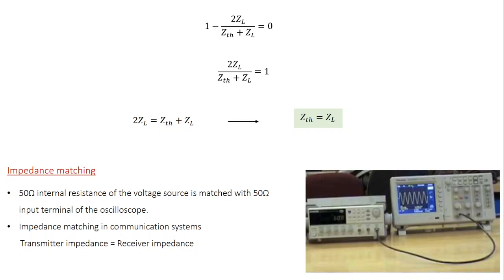So impedance mismatching is an important consideration in an electrical network. It is also very important in the case of a communication system. You need to make sure that the transmitter impedance matches the receiver impedance. Otherwise, once again, you will have problems like reflection and interference, which is going to hamper your communication process.